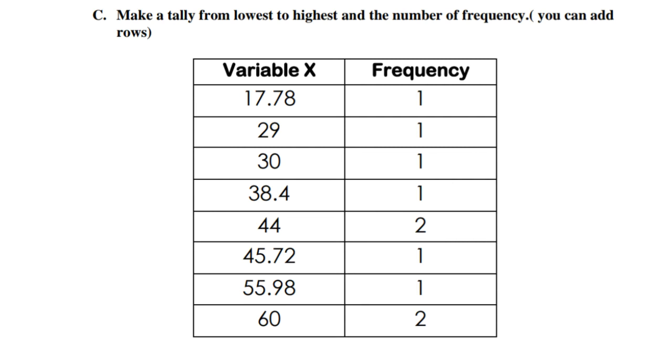Make a tally from lowest to highest and the number of frequency. This table shows that the variable of x are arranged from lowest to highest number. 17.78 frequency 1, 29 frequency 1, 30 frequency 1, 38.4 frequency 1, 44 frequency 2, 45.72 frequency 1, 55.98 frequency 1, 60 frequency 2.